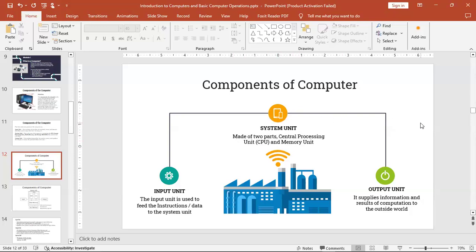And once that is completed, our processed data is supplied to us using the output unit. But now this processed data is no longer called data. What is it called? Its name has changed. Can someone tell me? It's something that we call every day. It's a name that we use every day. What is processed data?